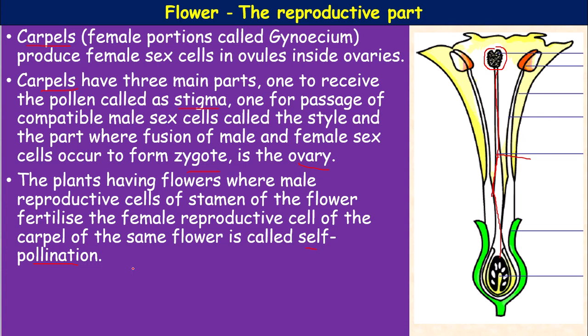When you visit a garden during the flowering season, you observe many butterflies, bees. What are the insects doing there? These insects visit the flowers for nectar or honey. Indirectly, they are helping the flower. Okay, but at the same time, they help in pollination.